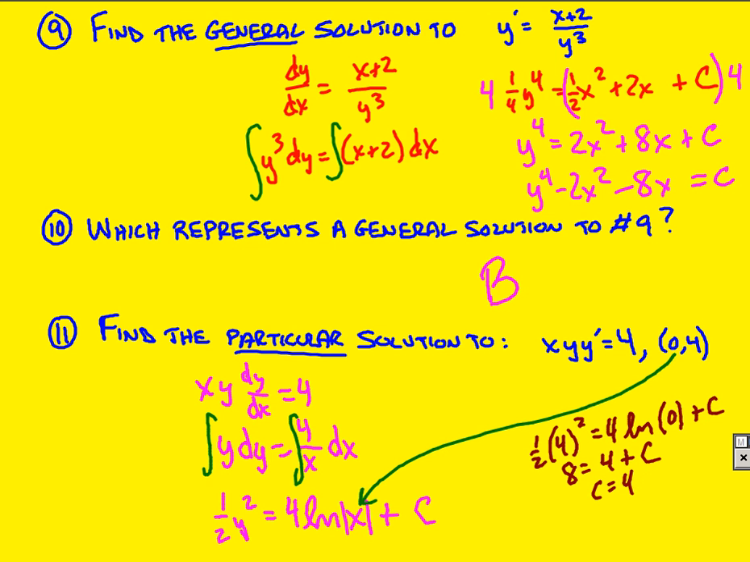That means my final answer will be exactly what I wrote over here. 1/2 y squared is equal to 4 times the natural log of x. Now instead of plus c, it'll be whatever my number is, plus 4.